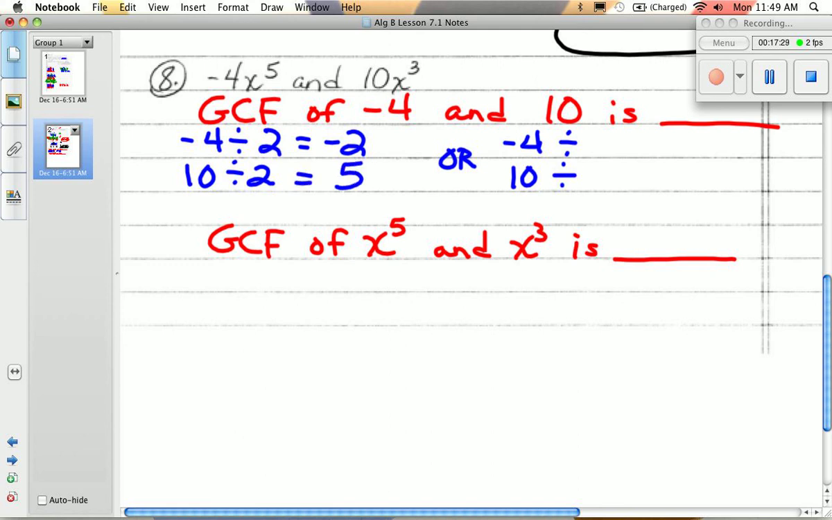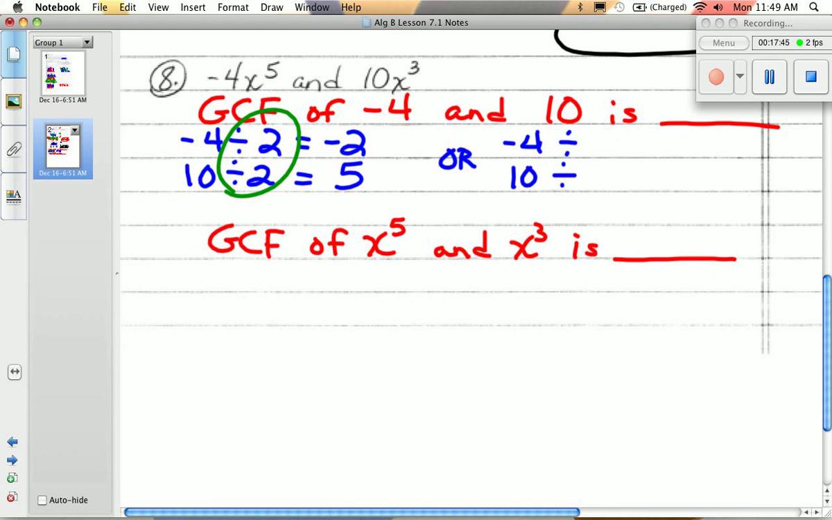Okay. Is there anything else we can divide out of both of them? Is 5 divisible by negative 2? Oh, no, I meant... oh, no. So it's looking like if we do 2, then our GCF is going to be 2. That's the best we can do.